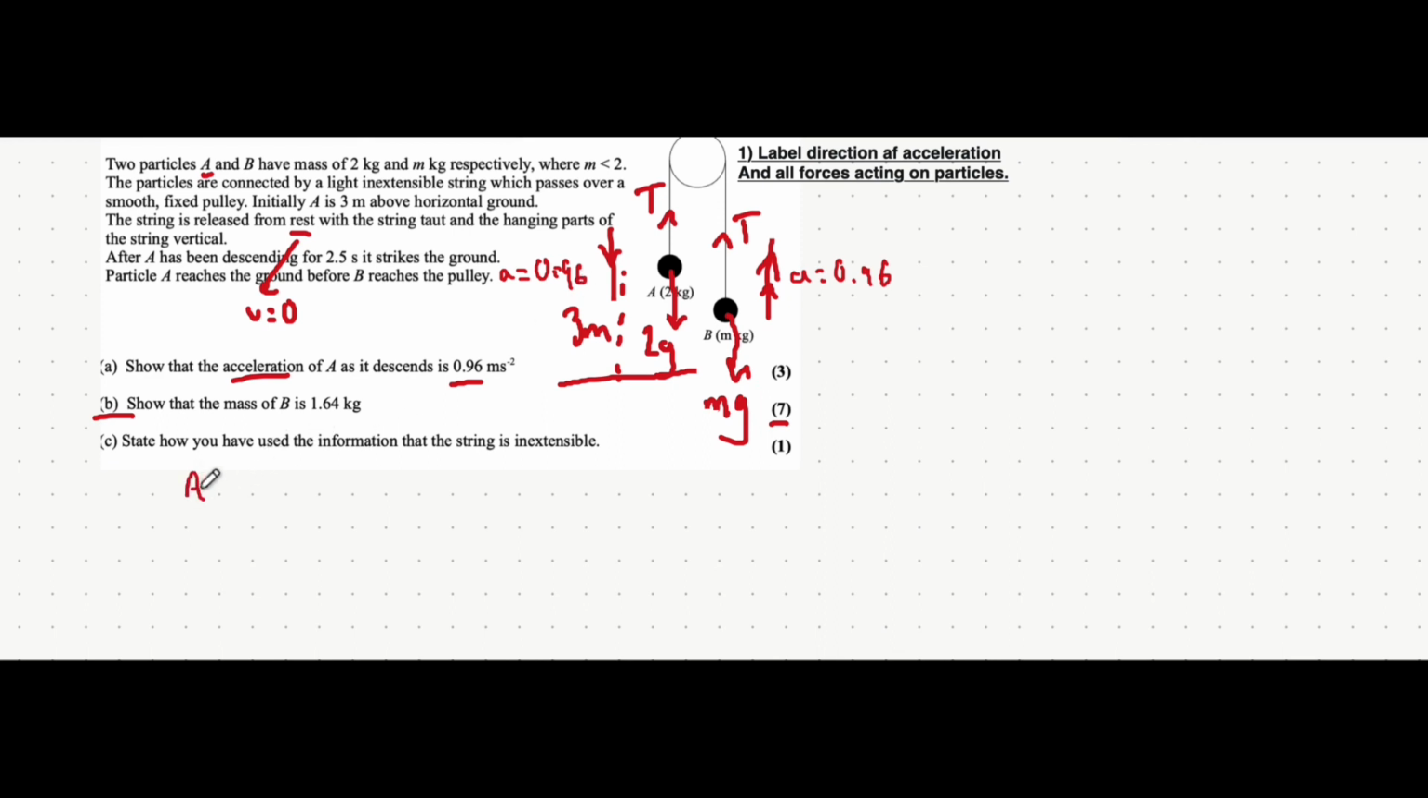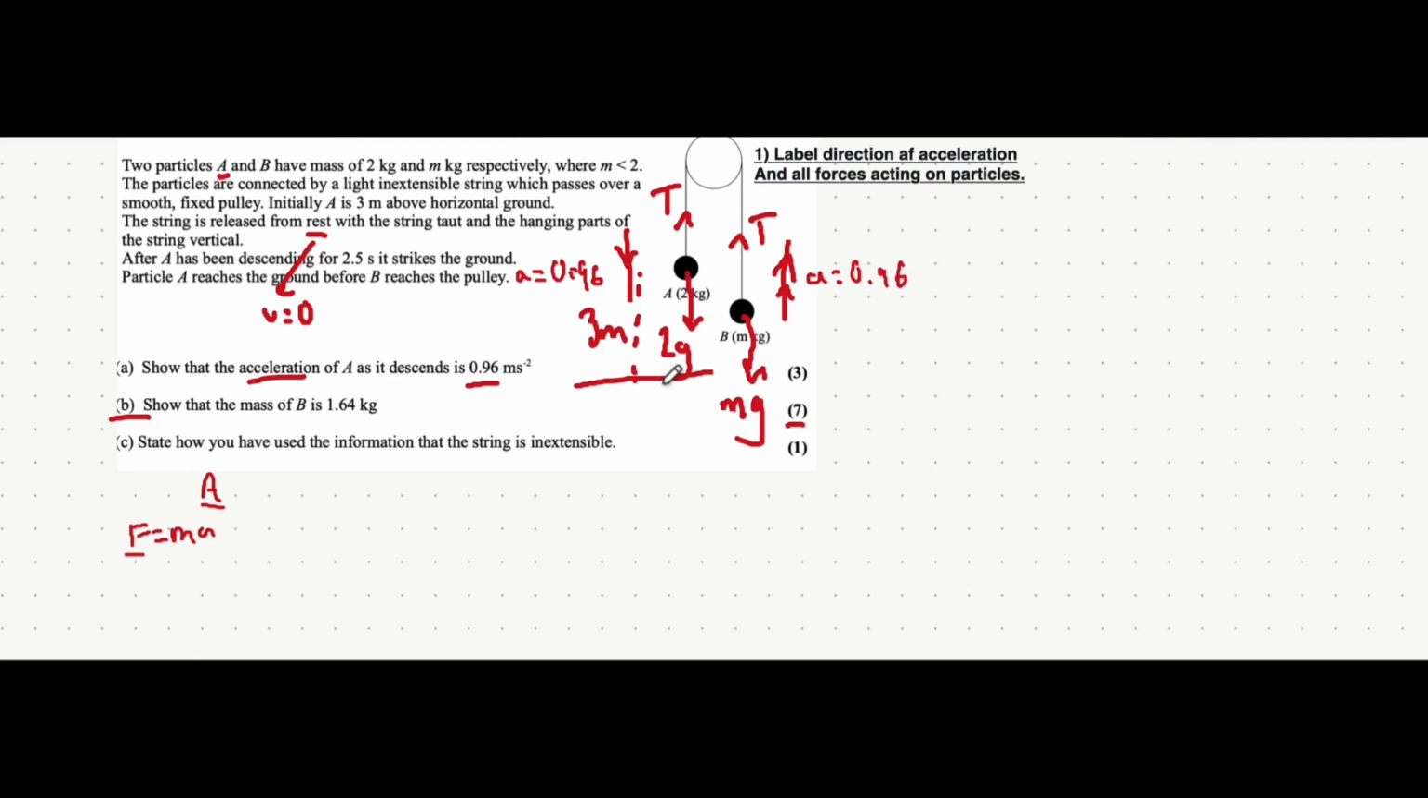Okay, let's form F equals ma for particle A first. Now, a very common mistake students make is misunderstanding what F actually is. F always stands for the resultant force. That's the force in the direction of motion, take away the force opposing the motion. For particle A, the force in the direction of motion is the weight of 2g because it's traveling downwards. So we take the downward force.